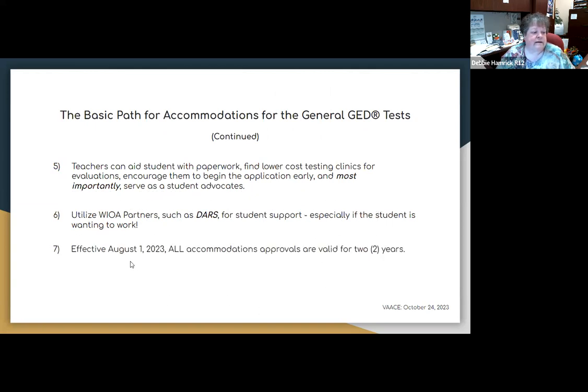This is a big one that Debbie shared, effective August 1st, so it's already in place. All accommodation approvals are valid for 2 years. It used to be just for 1. So based on when the approval is in place, it's good for 2 years.